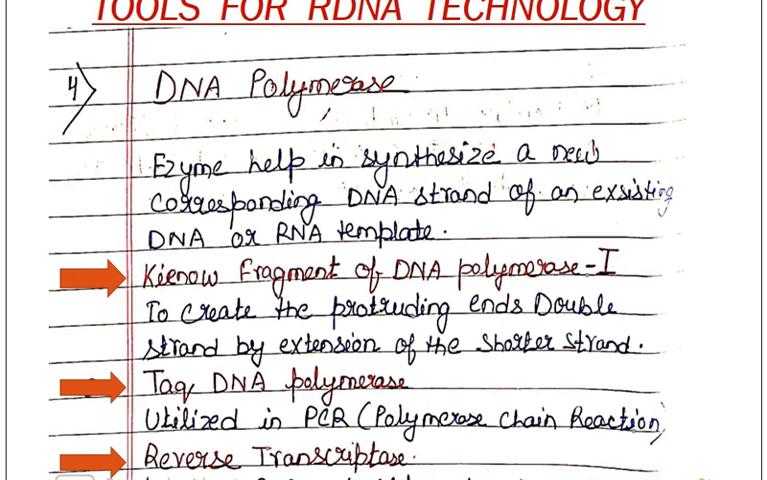This is done by Klenow fragment of DNA polymerase 1. The second is Taq DNA polymerase. It is very useful in PCR. PCR refers to polymerase chain reaction. We will further learn about PCR. There you will understand the requirement of Taq DNA polymerase.